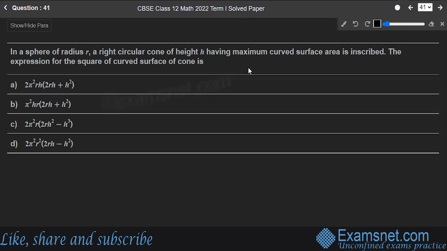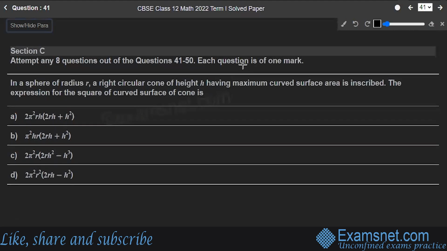Question number 41. In this, you are starting with section C. You have to attempt any 8 questions out of 41 to 50. Each question is of 1 mark. In a sphere of radius R, a right circular cone of height h having maximum curved surface area is inscribed. The expression for the square of the curved surface area of the cone is.